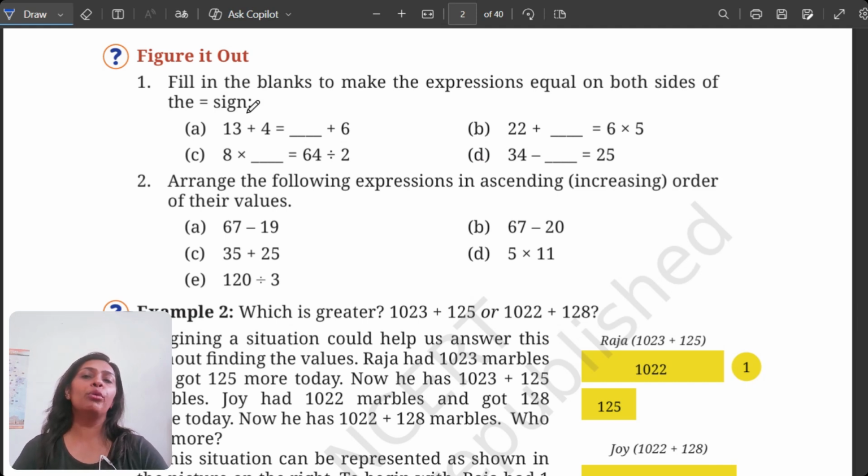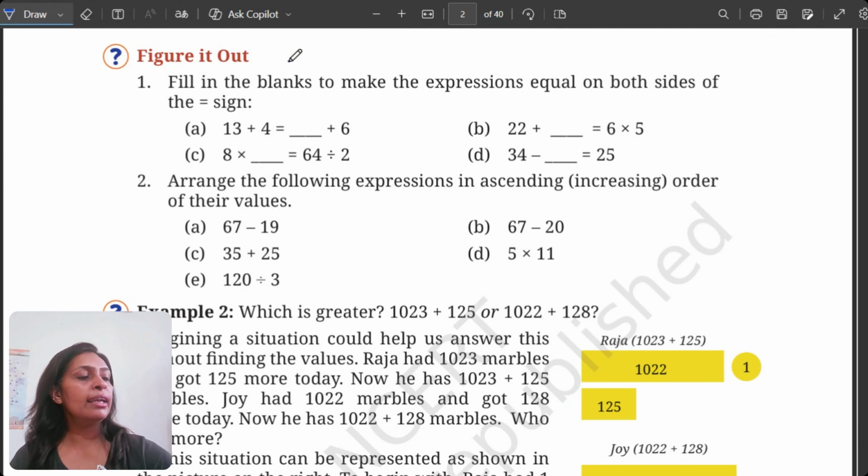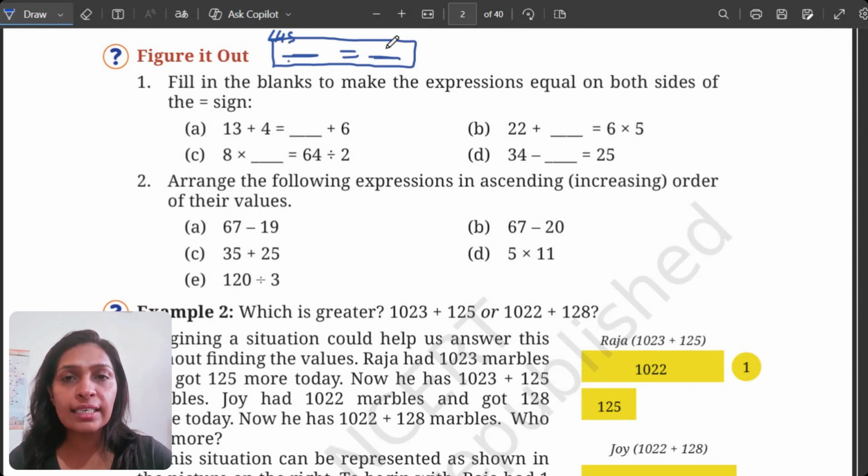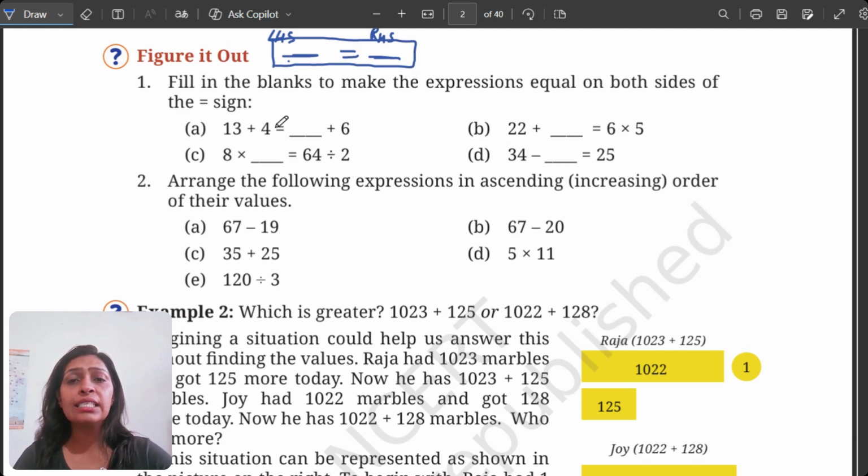So we should know before proceeding here that whenever we have the equality sign, whenever we have an expression, we have something towards the left of the equality sign and something to the right. So we have the LHS and the RHS. LHS stands for left hand side, and RHS is right hand side. We have to make this LHS and RHS equal, and we don't have to keep guessing our answers. We have to do the smart work.